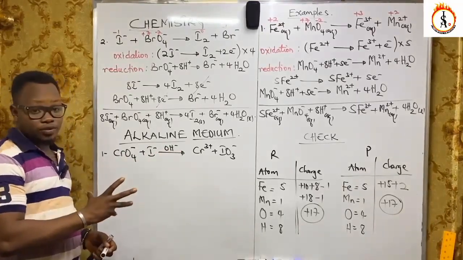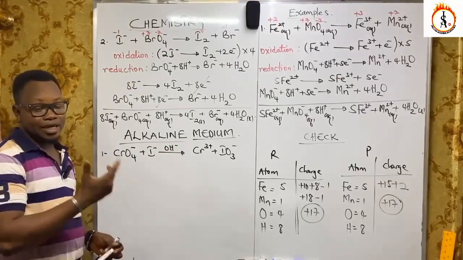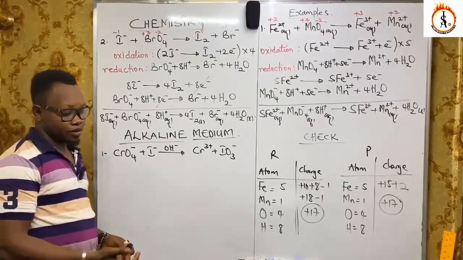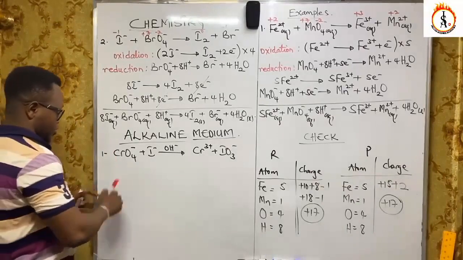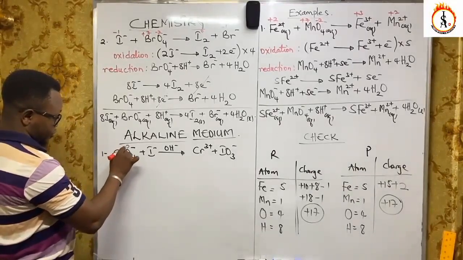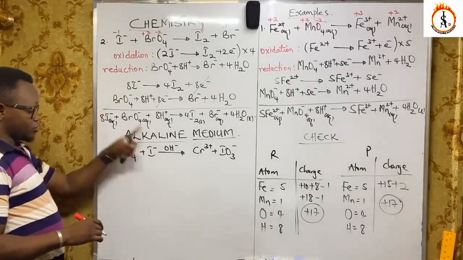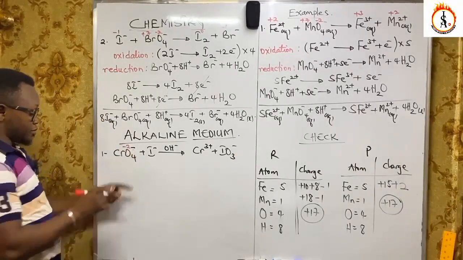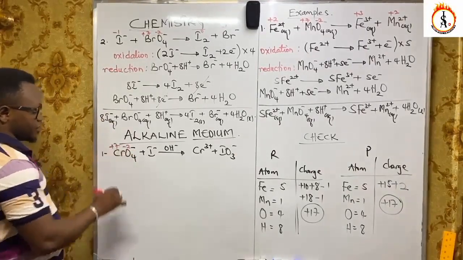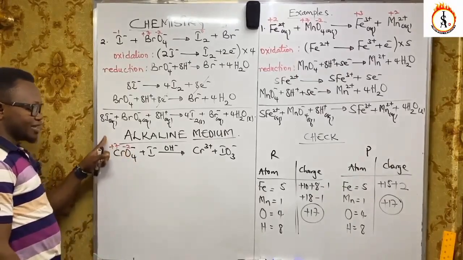So the first thing we do is we are going to assign oxidation numbers. Oxygen has an oxidation number of -2. 4 by this 2 gives us -8. We transpose over, it becomes +8. +8 minus 1 gives us +7. That's what we call the tetraoxochromate 7.